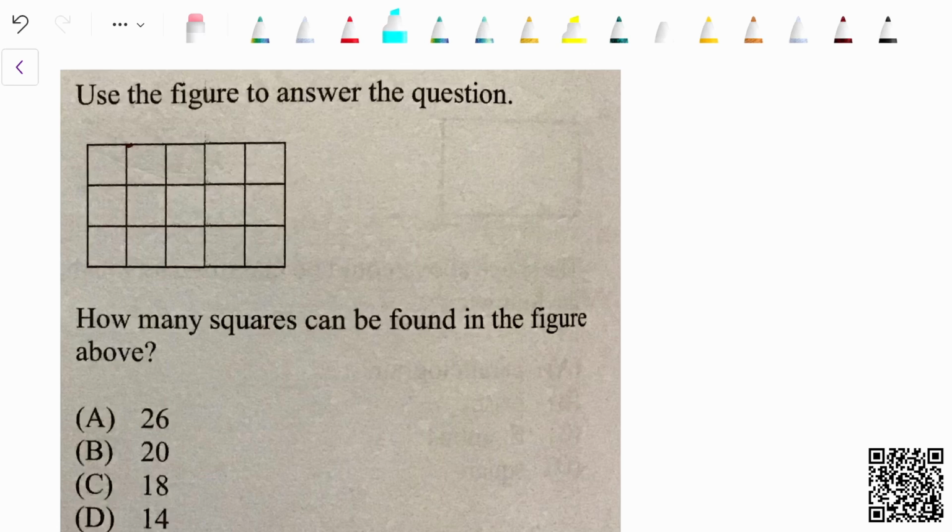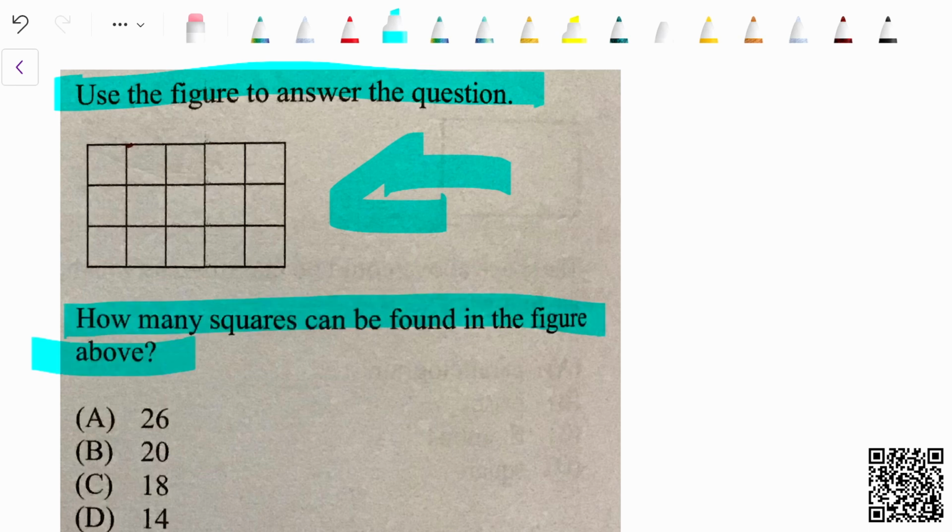Today we're going to be looking at some slightly more complicated questions, also involving geometric shapes. So our first question today is: use the figure to answer the question. And you can kind of see here that this is like your childhood nightmare. Like when you first saw this question, it's like, wait, how does this work? And our question today is how many squares can be found on the figure above? Still straight out of nightmare.